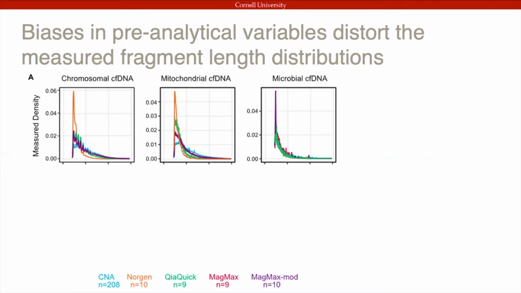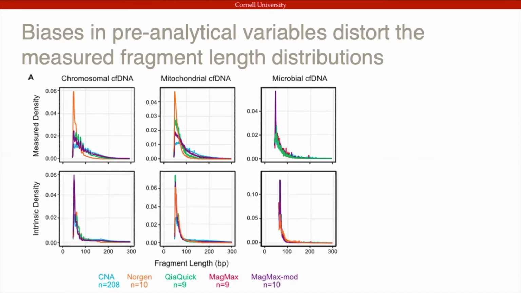We can then take the appropriate transfer functions and apply it to our measured density to compute an intrinsic density profile. And what we can see is that for all the kits, all 5 kits, and for all 3 types of cell-free DNA, chromosomal, mitochondrial, and microbial, we're starting to see one single fragment length profile. Not only that, we're observing a few other things. We are finding that around 89% of chromosomal cell-free DNA fragments and around 92% of mitochondrial cell-free DNA fragments are actually less than 100 base pairs.